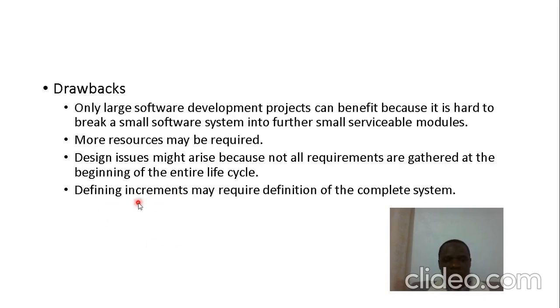So, defining increments may require definition of the complete system. This is a serious drawback because as you are going down, you are doing the iterations going backwards and forth. So you may find that certain increments will actually need the changing of the entire system. This may be a big problem there. But then experts will already know how much of the system to have for them to start. Okay, so this is about it.